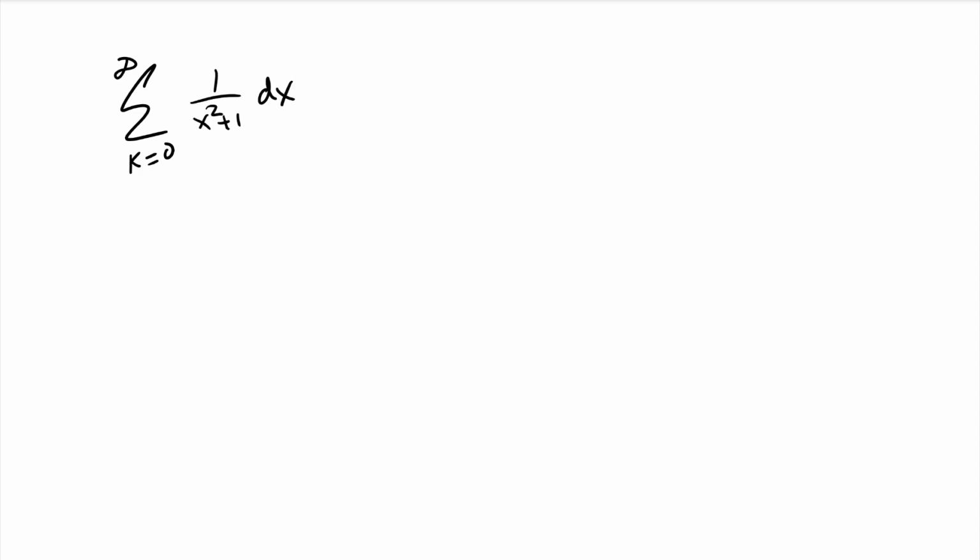Last one, doing it very fast. What about this sum here? From k equals 0 up to infinity of 1 over x squared plus 1 dx. Well, it's continuous. It's decreasing. And I'm pretty sure it's always positive. All right, let's do it.